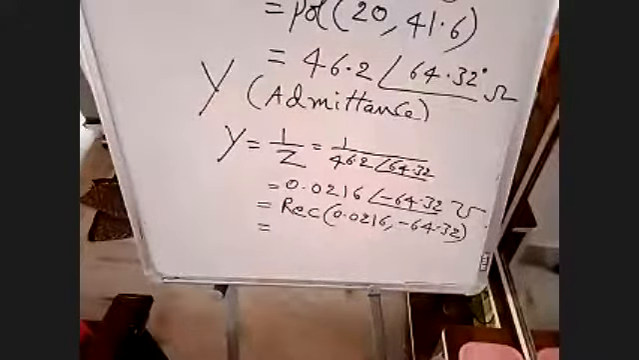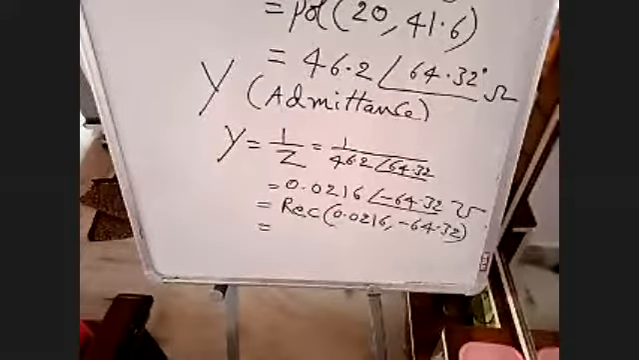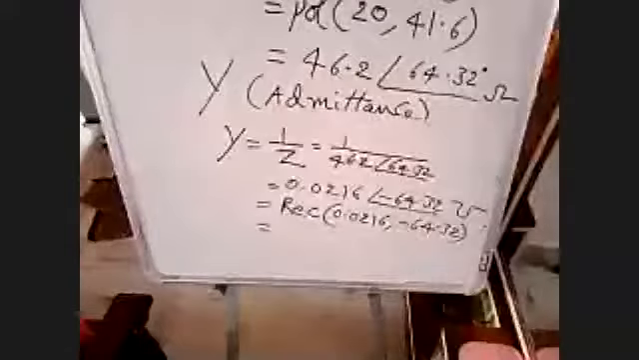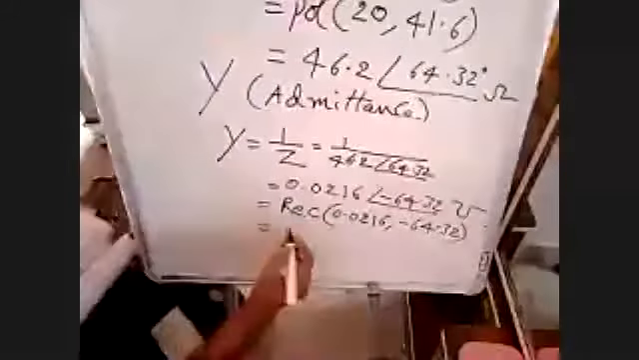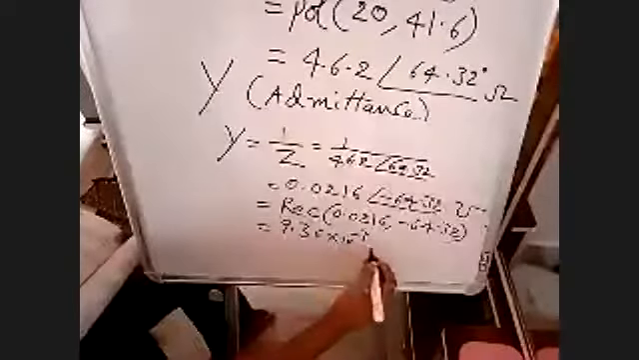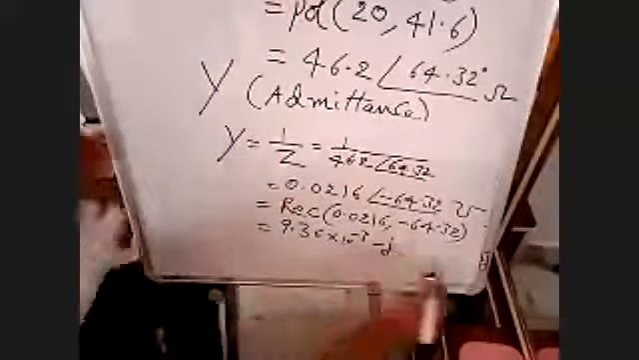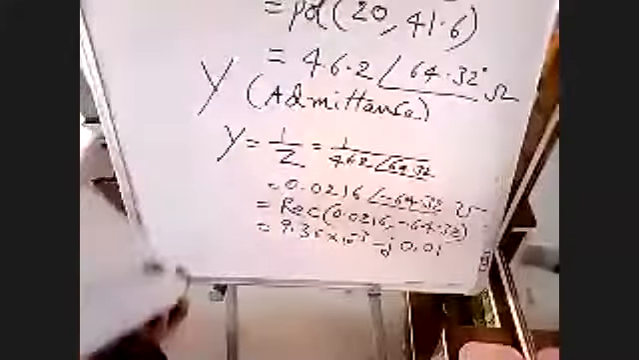In your textbook, they have not given the rectangular form. You tell me the answer. I will write. Tell me what is the X value? X equals 9.360241 into 10 to the power of minus 3. So 9.36 into 10 power minus 3. Y is next, minus j 0.01.